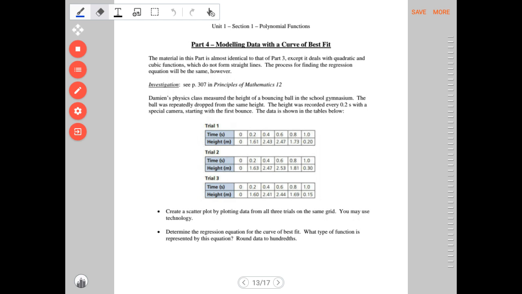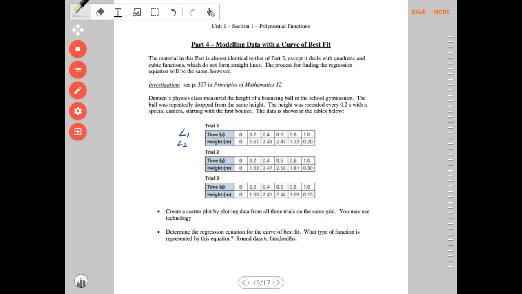Okay, and the first thing is to create a scatter plot by plotting the data from all 3 trials on the same grid. You may use technology. Well, that's a good thing, because if we plotted all those, it's 18 points. That's a lot going on there. So remember, the time is the x-coordinate, or the independent variable. So we're going to put time in list 1 and the height in list 2. So we're going to type that all in. Now you guys know how to do that from the previous examples.